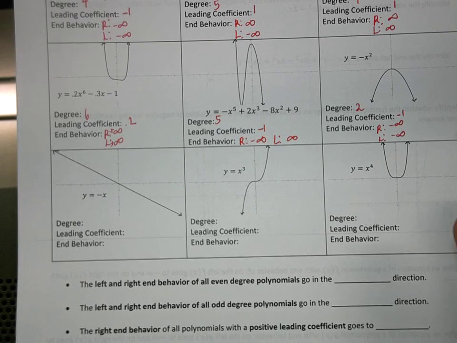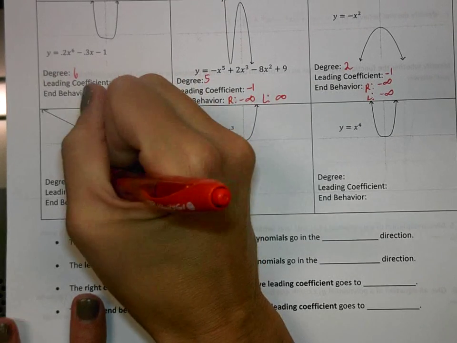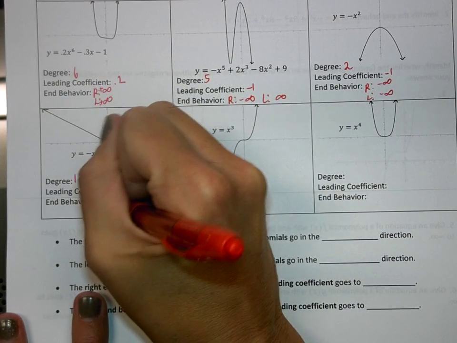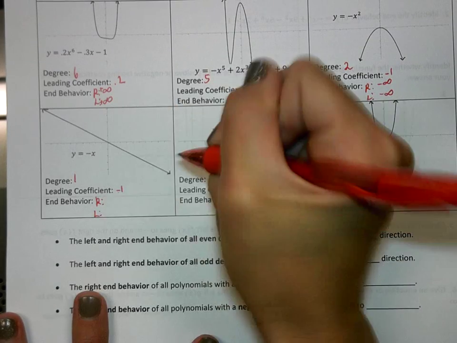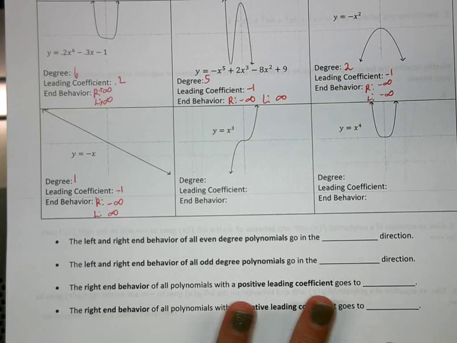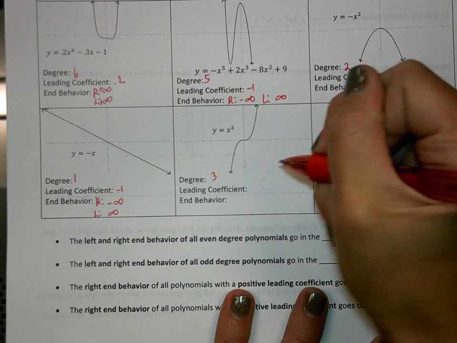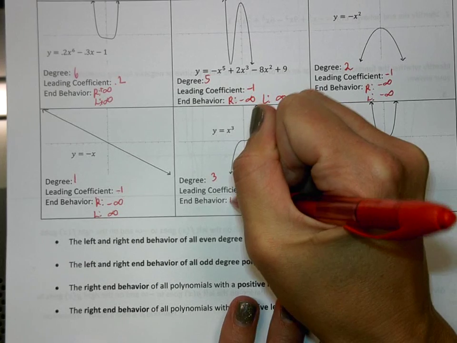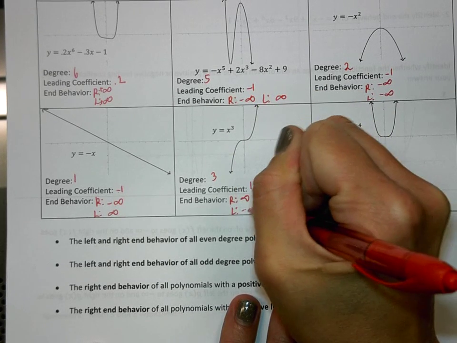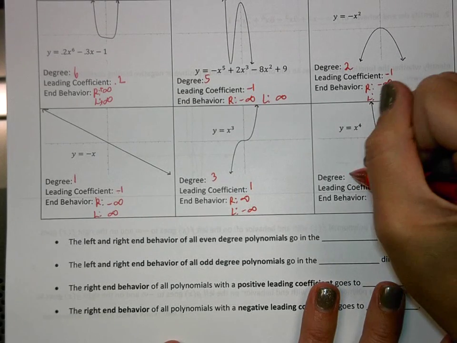Okay, last row. What is my degree on that? Good. Leading coefficient and end behavior. Right is going to the good, and left is positive infinity. The next one, the degree is 3, leading coefficient 1, right end behavior, and left, good. Okay, last one here. Good. 1.